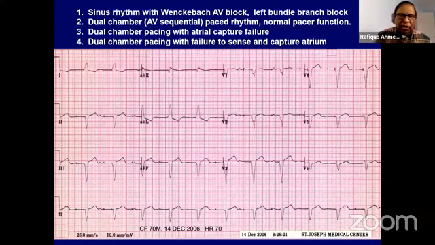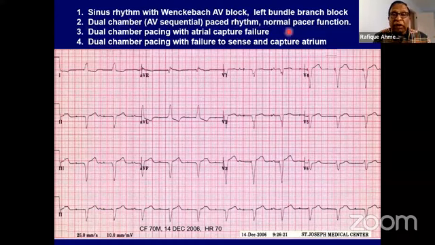One person answered sinus rhythm with Wenckebach AV block, but if you look at the QRS complex, I put it just to make it confusing. There is no Wenckebach because there is no irregularity in the RR interval, number one. Number two, there is no dropped beat. So that's why it's wrong.